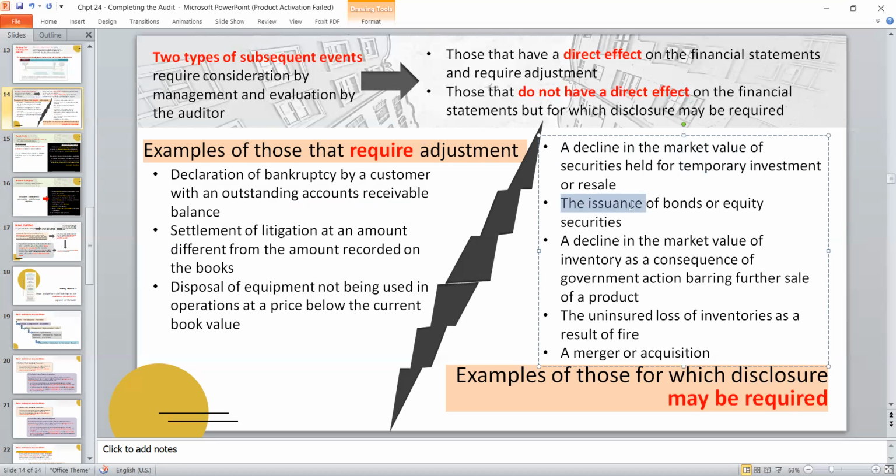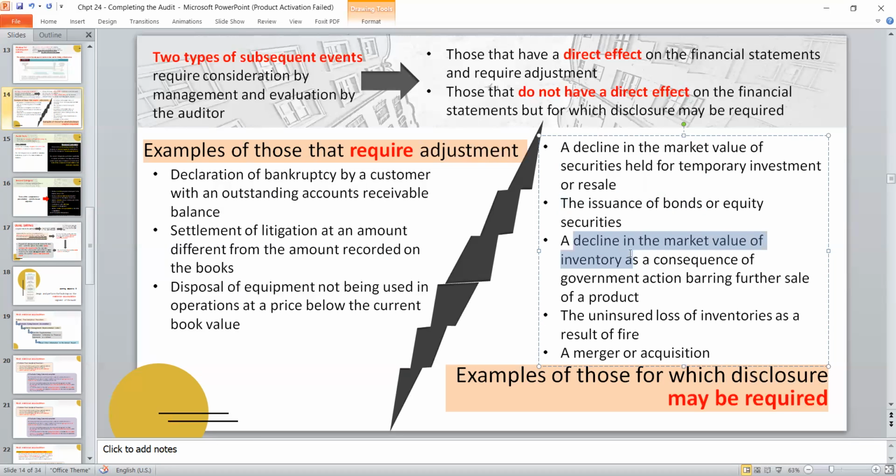Okay, and the issue of bonds, the company issues bonds, menerbitkan surat hutang, or maybe equity securities. They want to raise capital by issuing bonds. This kind of event has to be disclosed, because it will affect the stakeholders' decisions.